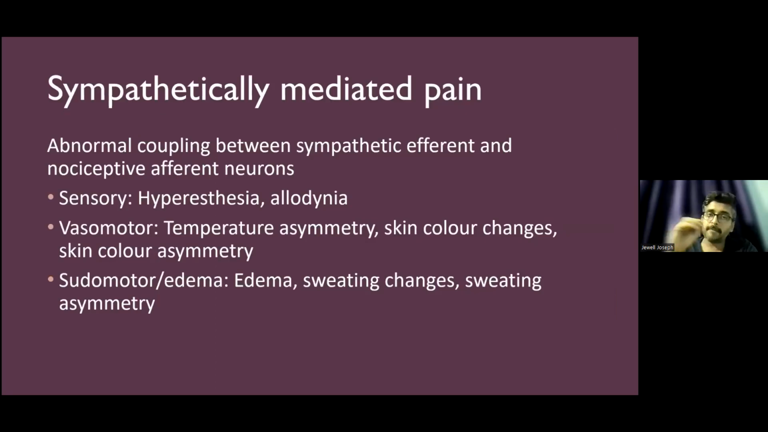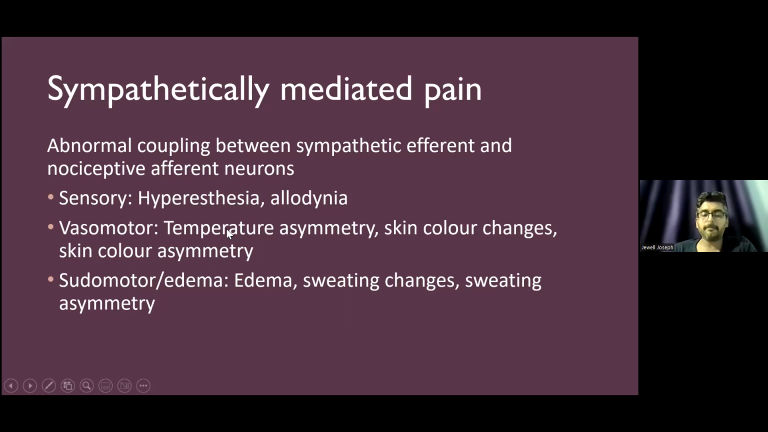So one more important thing which is usually connected to the neuropathic kind of pain would be sympathetically mediated pain. So this is a condition where there is an abnormal coupling between sympathetic efferent and nociceptive efferent neurons. So basically what happens here is in response to a painful stimulus, an abnormal sympathetic activation happens and there may be sensory, vasomotor and pseudomotor symptoms. So sensory symptoms will be hyperesthesia and allodynia as with any other neuropathic pain.